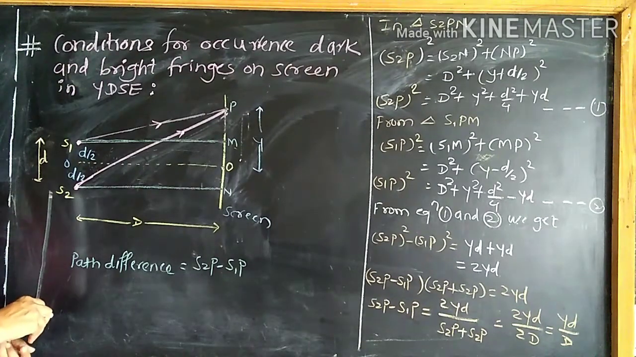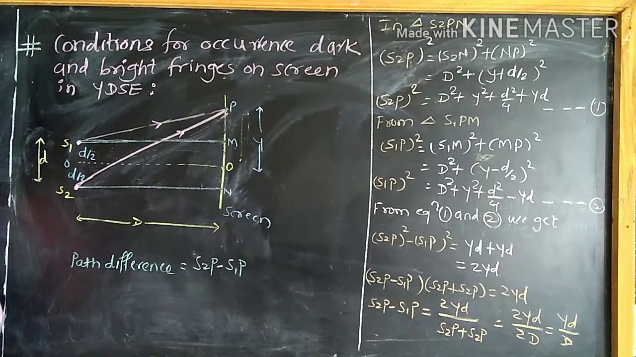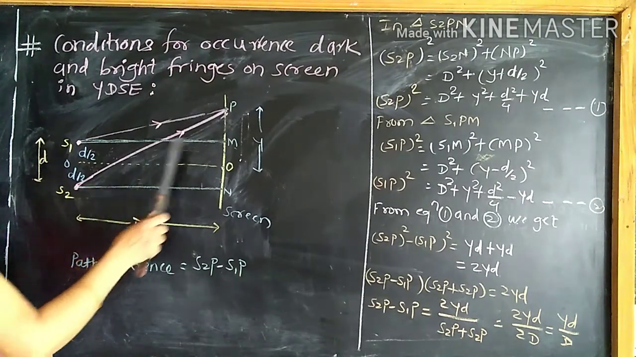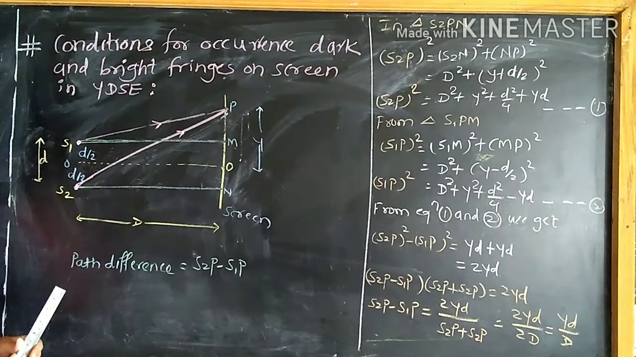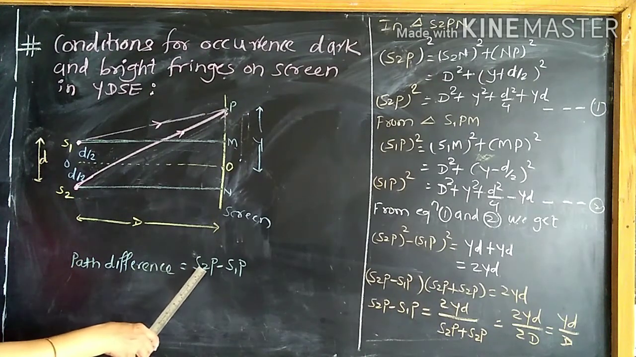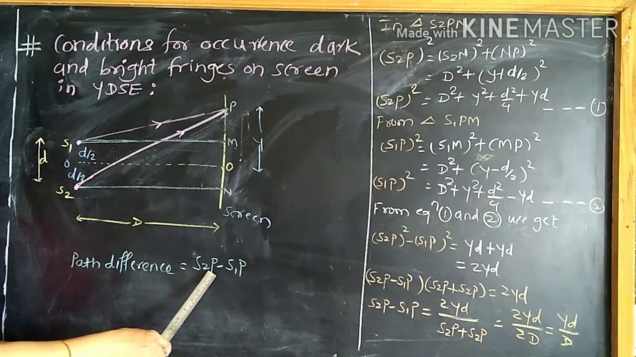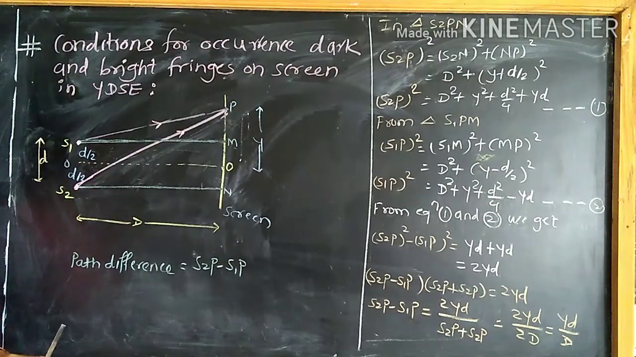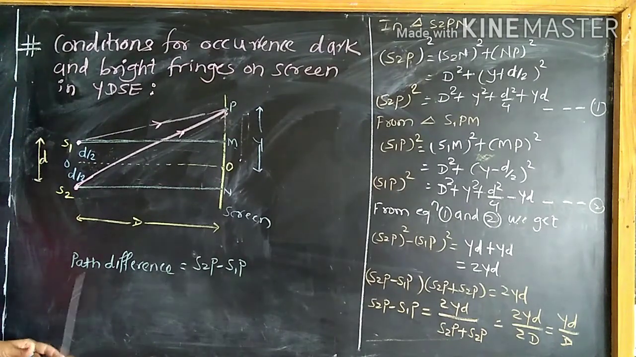Look at this diagram. At the point P, we have to determine the path difference. This distance S2P is large as compared to this S1P distance, and that's why the path difference is equal to maximum distance minus minimum distance. It is S2P minus S1P. Let us find out this value, that means the path difference.